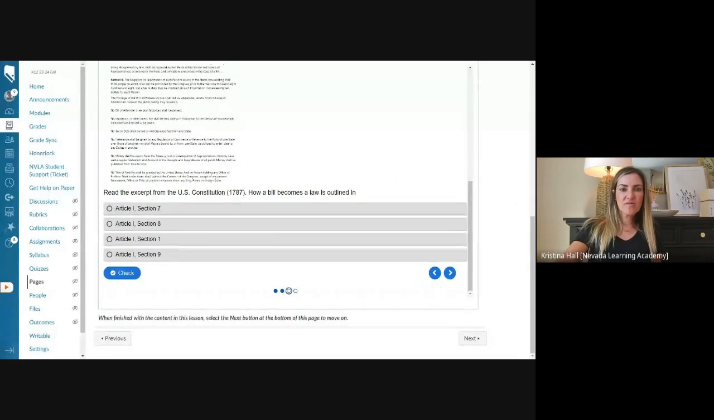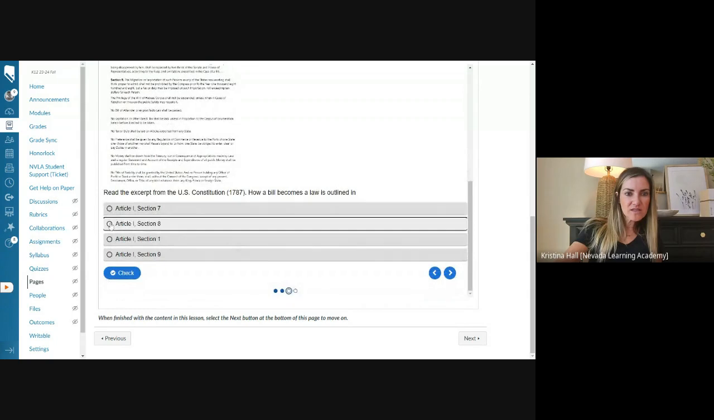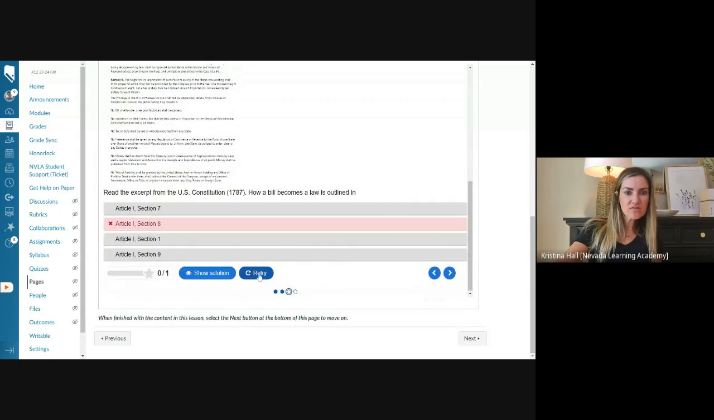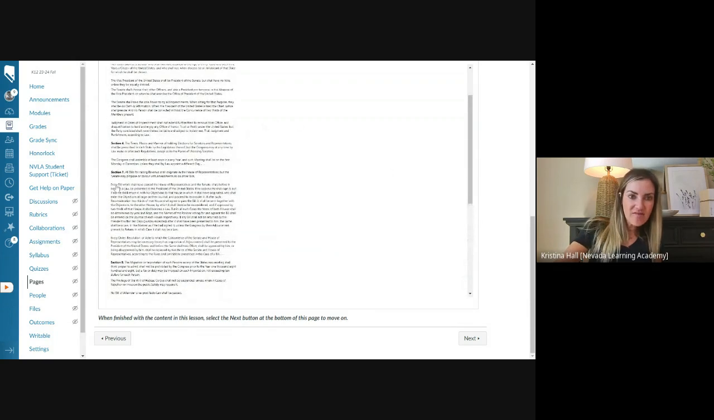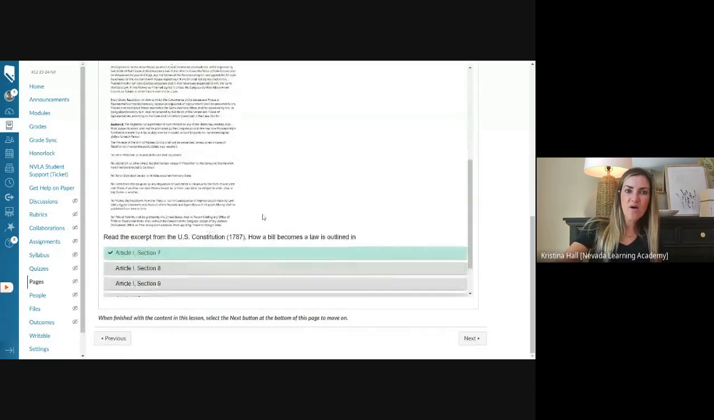How does a bill become law is outlined in, I believe that was Article 1, Section 8. No, Article 1, Section 7? Yes, Article 1, Section 7. All right, so right here it says every bill which shall have been passed in the House of Representatives and the Senate shall, before it becomes law, be presented to the President of the United States, if he approves and signs it. Okay, so it gives that whole process.